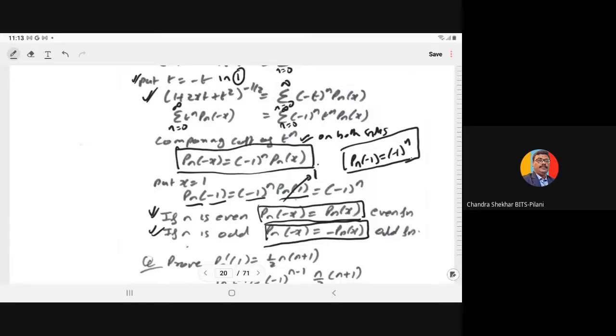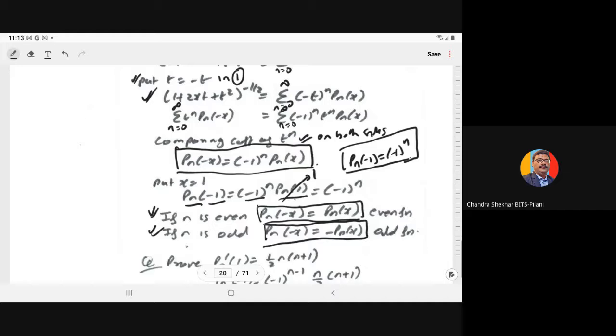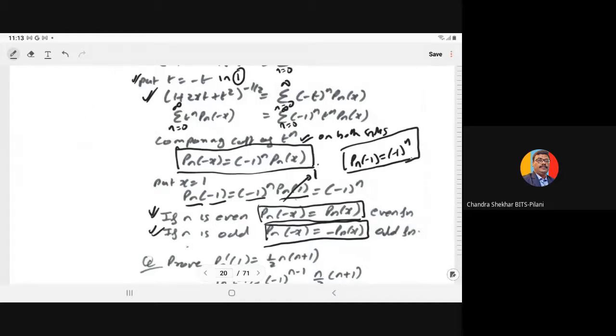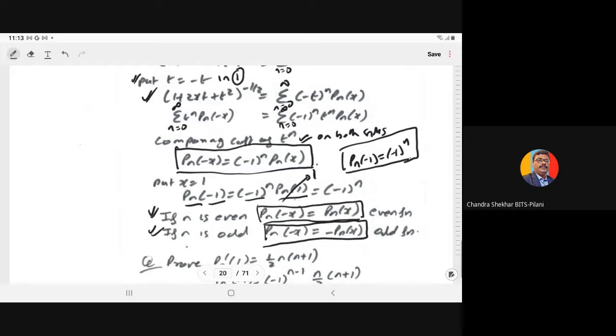So in a quiz we can ask such kind of question: what is the nature of P2, P4, P6, P1024, anything? Accordingly you can say with this result whether it is an even function or an odd function.